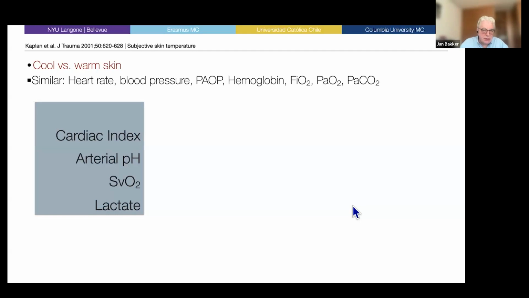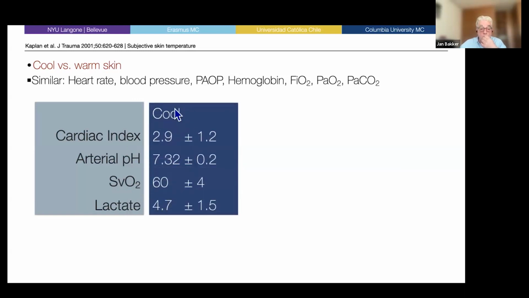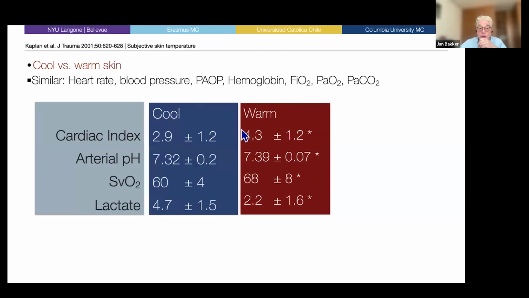And also, this is not very new. Already in 2001, Kaplan showed that if you looked very simply at the patient with a cool or a warm skin, so vasoconstricted or vasodilated, they had similar heart rate, blood pressure, and all these elements. But when you assessed the cardiac index, the pH, SvO2, and lactate, you could see that cool patients were hypoperfusing relative to the warm patients.